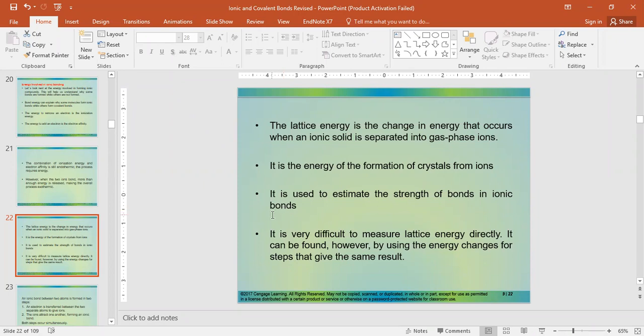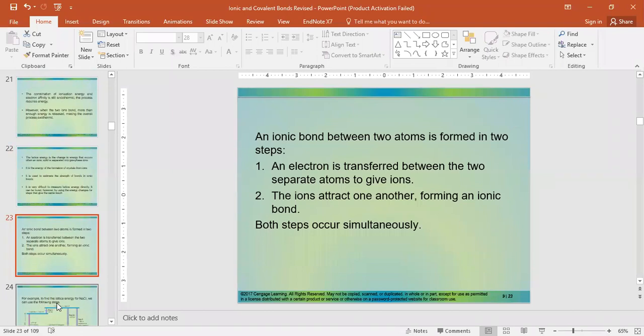Sorry, I'm back. So it is used to estimate the strength of bonds in ionic compounds. When we talk about the lattice energy, it is not easy to measure it directly. Therefore, we can monitor the energy changes that result from the steps that take place when we have formation of the ionic compounds. The steps are illustrated in this particular slide here.